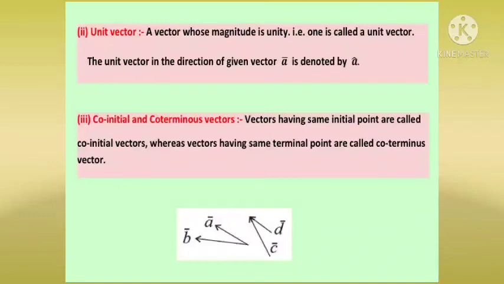Now let us see the co-terminus vectors. Again the name indicates it: terminus means the terminal point, the end point of a vector. For two or more vectors, if the terminal point is the same, though the initial points may be different, then they are called co-terminus vectors. In the diagram, look at c bar and d bar. Their initial points are different, but their terminal points are the same. Hence they are called co-terminus vectors. Co-initial and co-terminus vectors, clear?